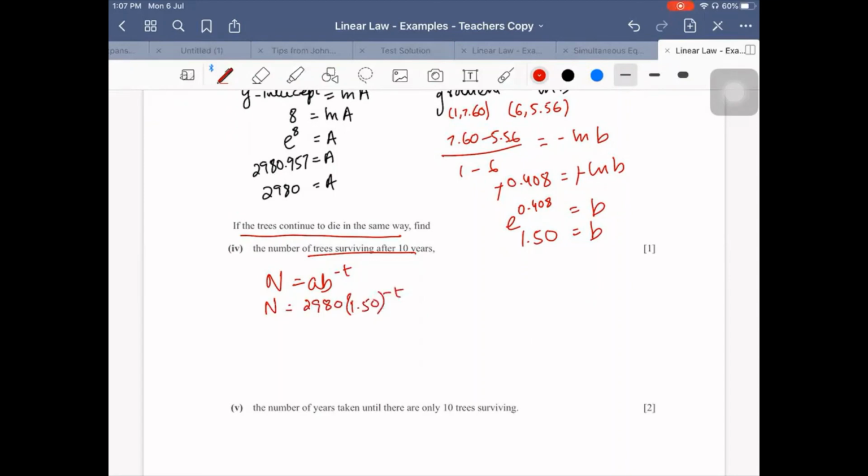ओके. सॉरी ये मेरी वैल्यूज बन गई ना. ओके दैट्स माय इक्वेशन. Now it's asking you after 10 years, तो इसकी वैल्यू क्या लगानी है? 10. Can we put this on a calculator and find out? 51.7. Okay. I'm going to say 51.7 trees. It's an approximation. You don't have to round off.